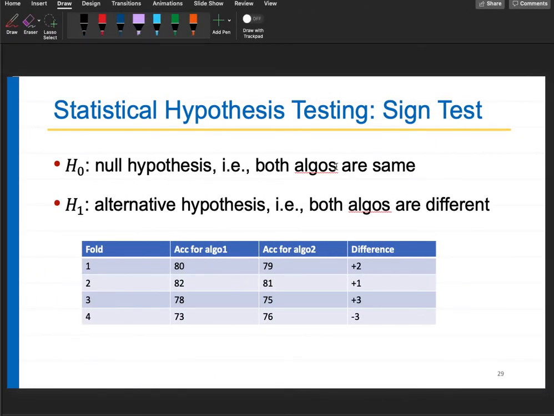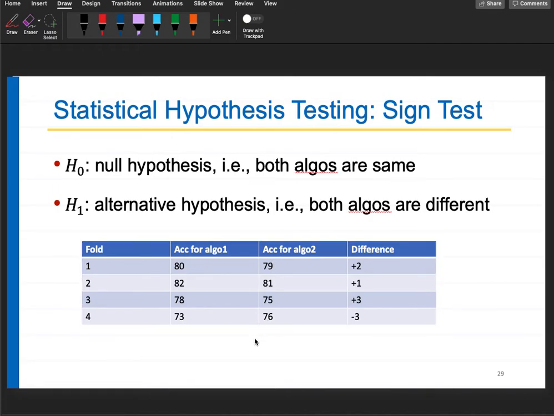The null hypothesis is that both algorithms are the same, meaning RNH and baseline are the same. The alternative hypothesis is that no, they are different. I have just taken some hand-cooked up values here. With algorithm 1, the accuracy levels are 80, 82, and so on, and for the same data sets, for algorithm 2, the accuracy levels are this much.